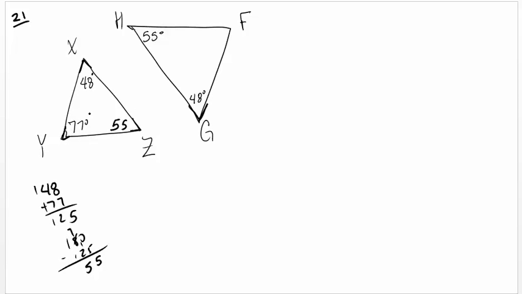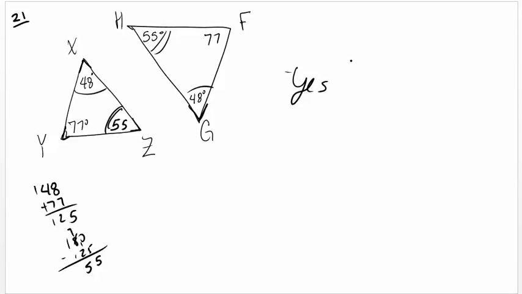Well, if 48, 77, and 55 make 180, look, 48 and 55 at G and H, this is going to be 77. And even without the 77, we're looking for two pairs of congruent angles. So the 48s are the same, the 55s are the same. These triangles are similar because of angle-angle similarity. So if you're asked for a reason, we're going to put angle-angle similarity. This problem didn't ask for a reason. It said to write a similarity statement. So we're going to say, yes, these are similar.